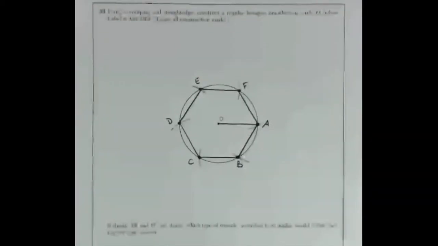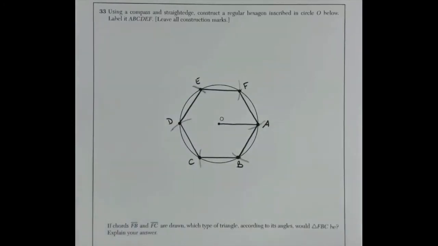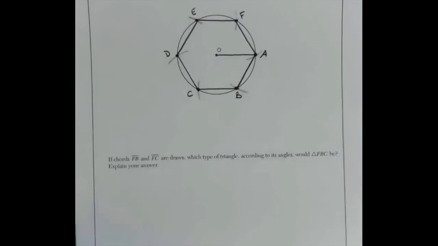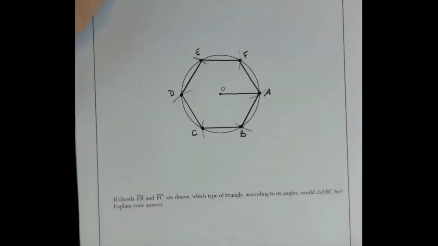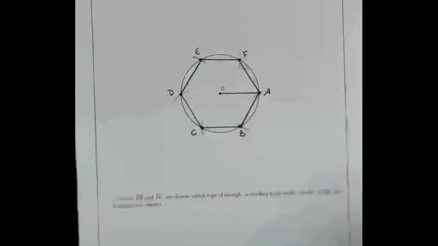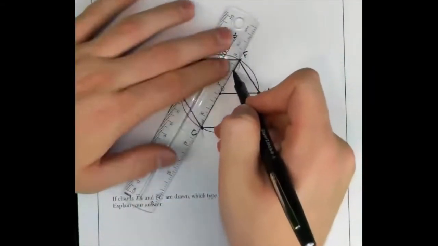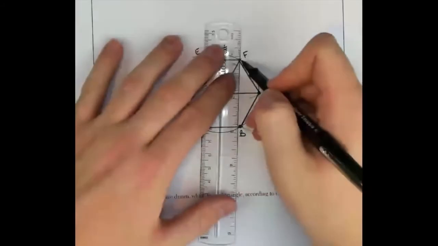And there you have regular hexagon ABCDEF. Now, the follow-up question below says, if chords FB and BC are drawn, which type of triangle, according to its angles, would triangle FBC be? And explain your answer. So the first thing that I'm going to do is draw myself a triangle, triangle FBC. So that's this triangle right over here.